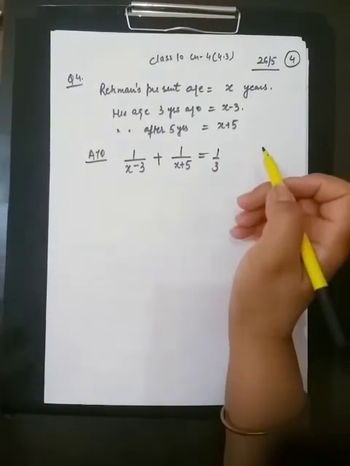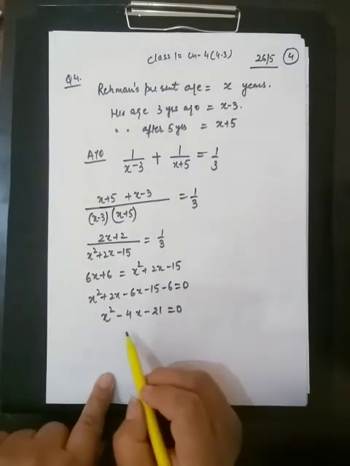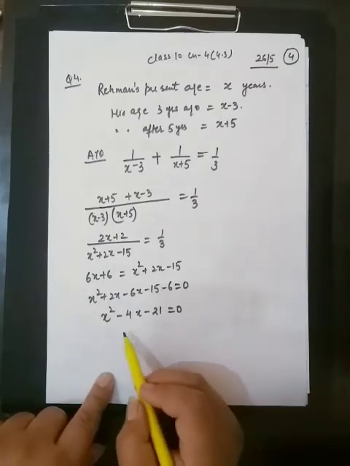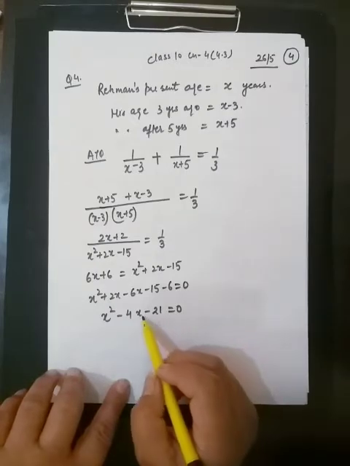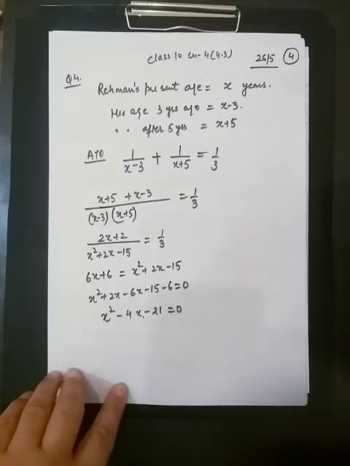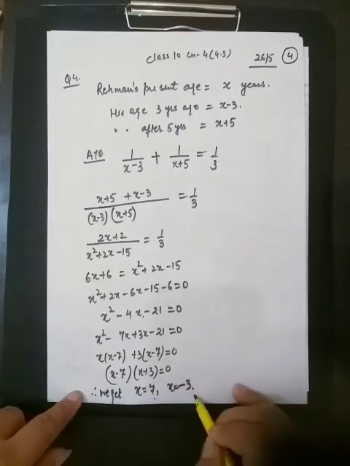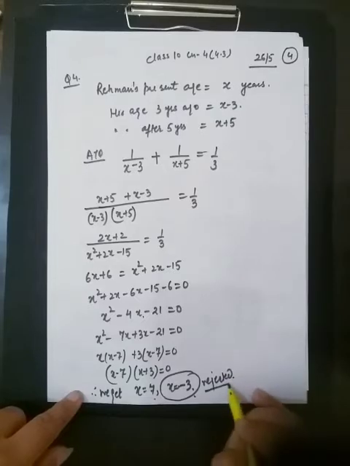Now we can solve this equation very easily as we have solved the equation in question number 3 part number 2. And after solving this we get the equation x square minus 4x minus 21. Now we can very easily factorize it. On multiplication we must have 21 and on subtraction we must have 4. So two such numbers are 7 and 3. And we get two values of x as 7 and minus 3. Here we have to reject this value because age is never negative.